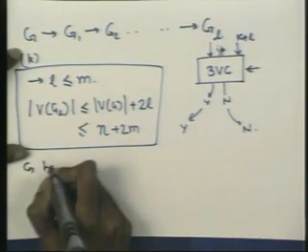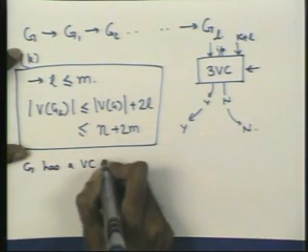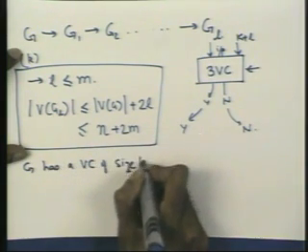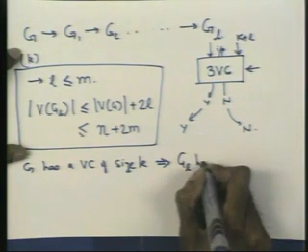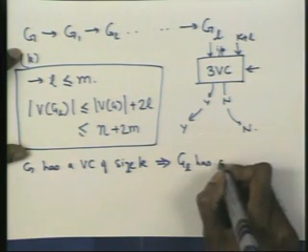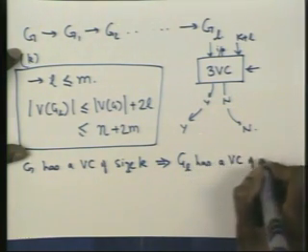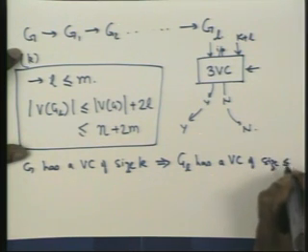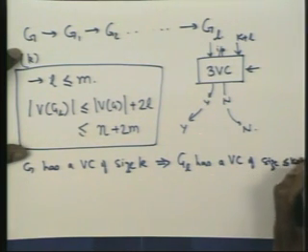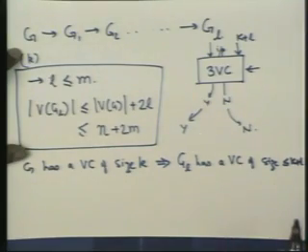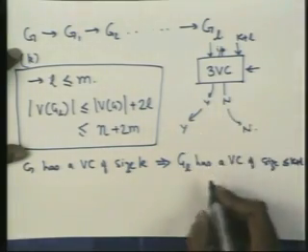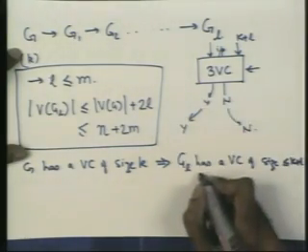Supposing G has a VC of size k. This implies that GL has a VC of size less than or equal to k plus L, right? So this has a vertex cover of size at most k plus L. So it will say yes. So this answer will be yes.